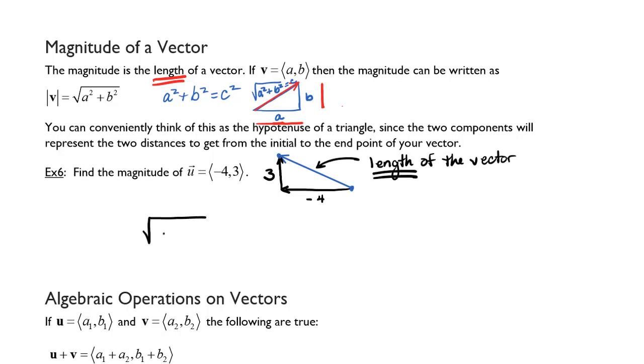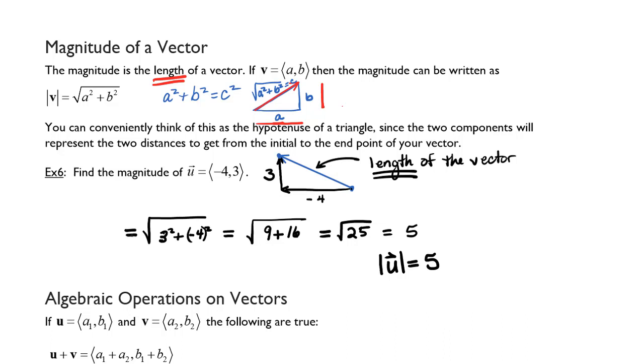We want the length. So we're going to take the square root of 3 squared plus -4 squared. This will give me the square root of 9 plus 16. I happen to know this is a 3, 4, 5 triangle, which means I'm going to get the square root of 25, which equals 5. So the length, or magnitude, of my vector is 5. We'll call this the magnitude of u equals 5.